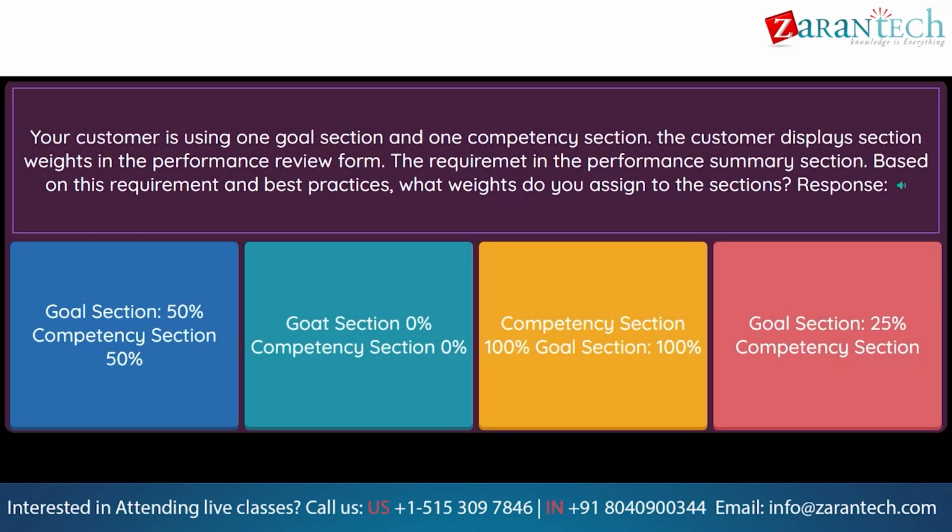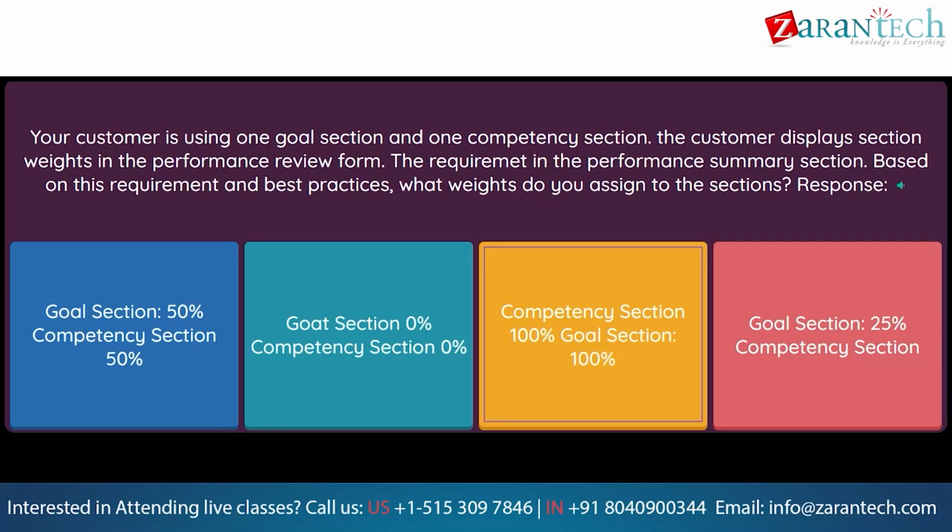Question: your customer is using one goal section and one competency section. The customer displays section weights in the performance review form. The requirement is to display the weights in the performance summary section. Based on this requirement and best practices, what weights do you assign to the sections? Response: Option 1 Goal section 50%, competency section 50%. Option 2 Goal section 0%, competency section 0%. Option 3 Competency section 100%, Goal section 100%. Option 4 Goal section 25%, Competency section.